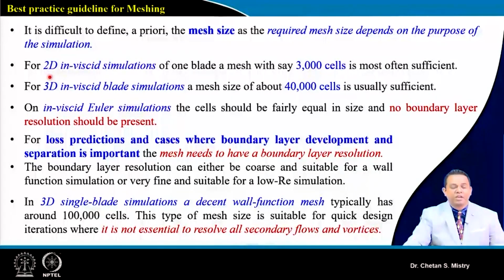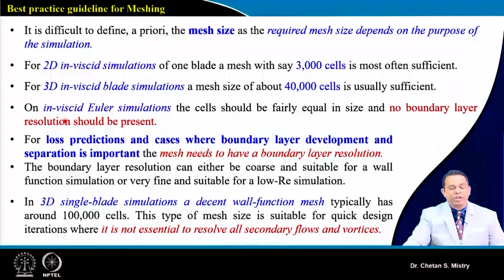It says when we are having a 2D inviscid simulation of one blade, a mesh with 3000 cells is sufficient. You can understand when we are analyzing a potential flow configuration, under that condition we can use 3000 cells, which is more than sufficient. When we go with a 3D inviscid blade simulation, you need to go with about 40,000 cells, which is sufficient. This was the earlier analysis. These days also people analyze using inviscid simulation to get some idea of what is happening with the flow.